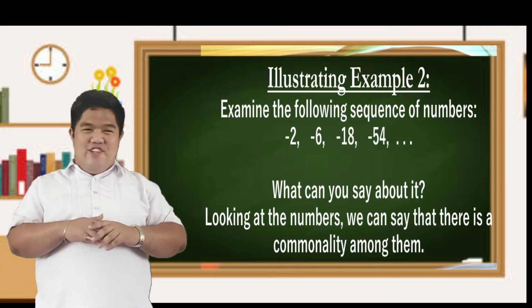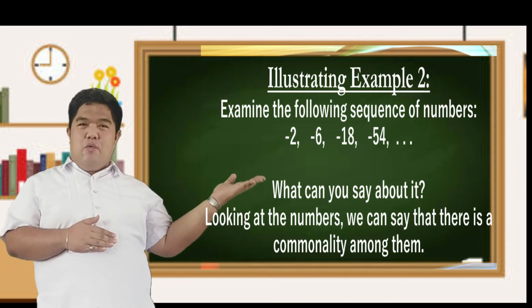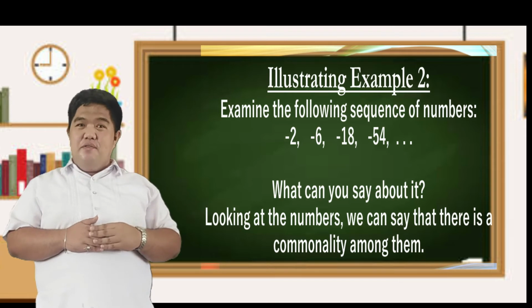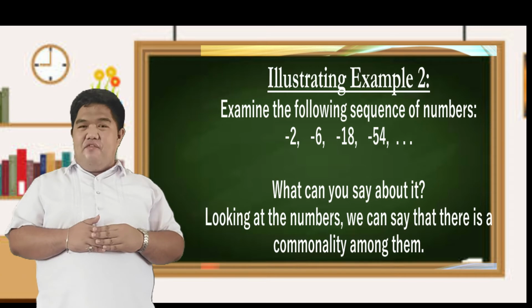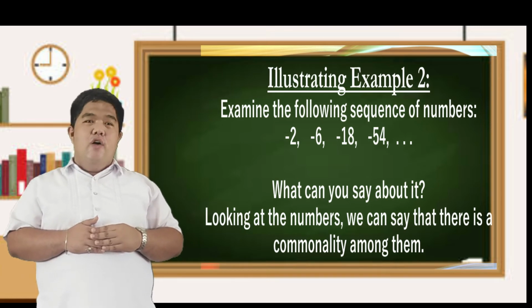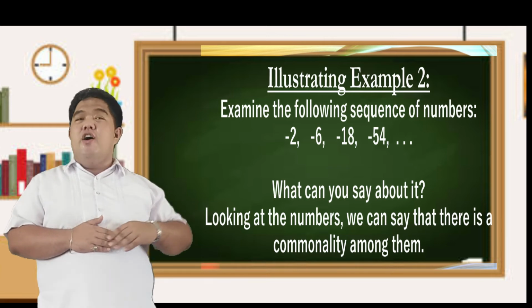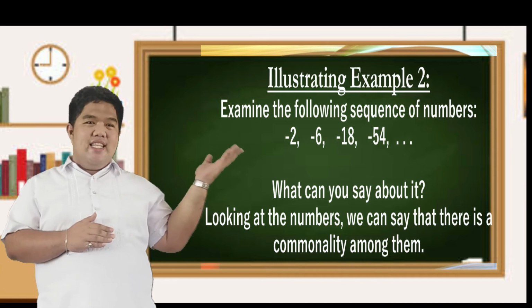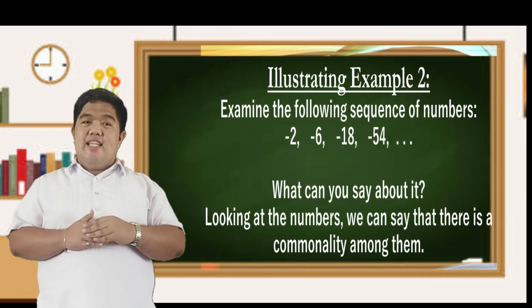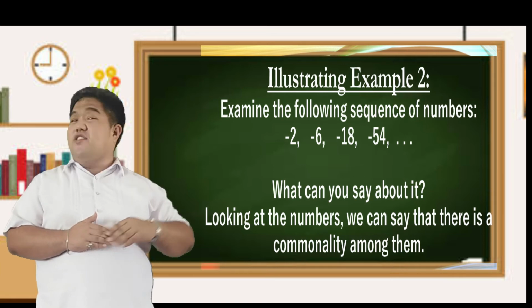Let's have another illustrative example too. Examine the following sequence of numbers: negative 2, negative 6, negative 18, negative 54, and so on. What can you say about it? Observe the pattern. All numbers are negative. Looking at these numbers, we can say that there is a commonality among them. What could that be?